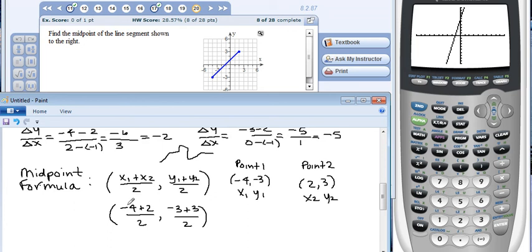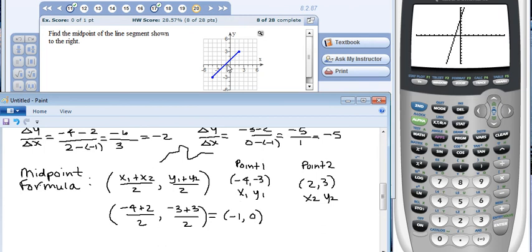I've got -4 plus 2 is -2, and -2 divided by 2 is -1. Here I've got a 0. 0 divided by anything is 0. So I'm guessing that this is the midpoint. I'm not guessing. I should never say that. We don't guess in this class. We calculate. All right, so -1, 0 is right about there.